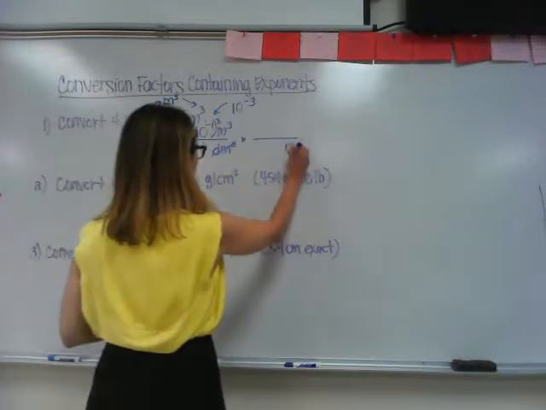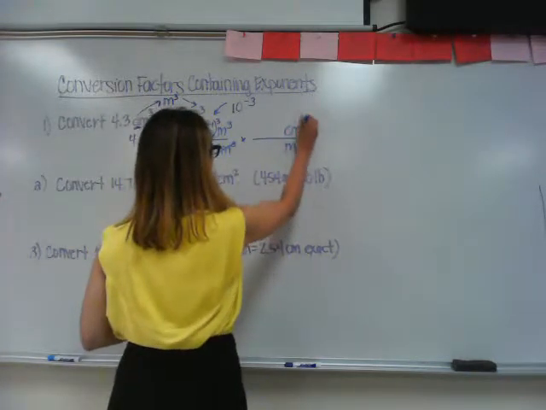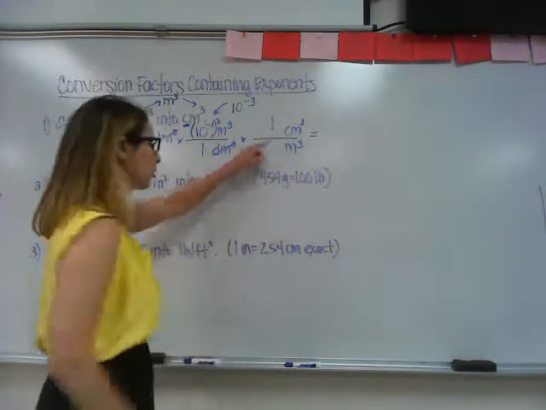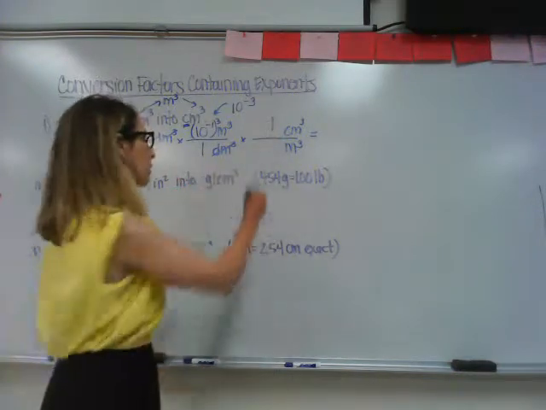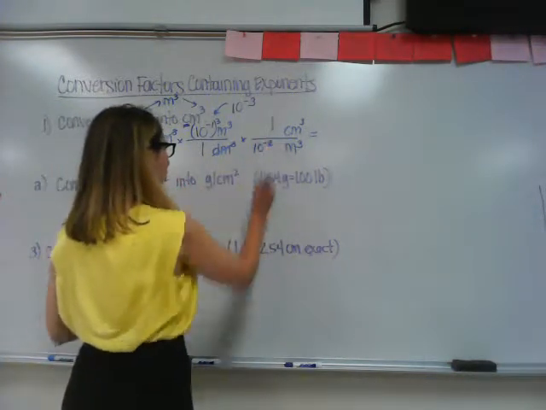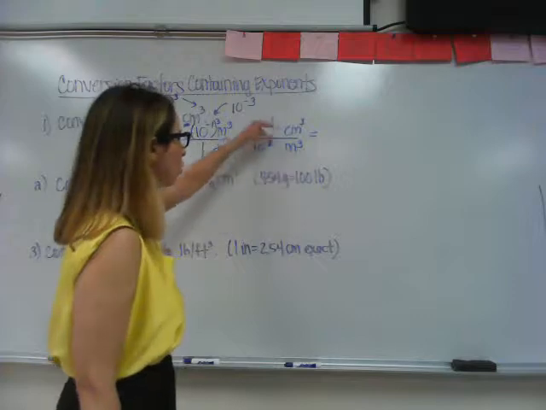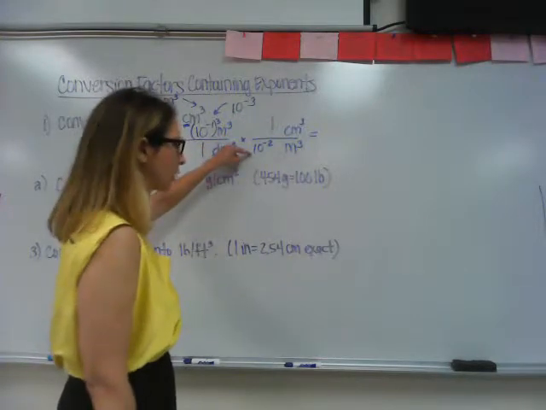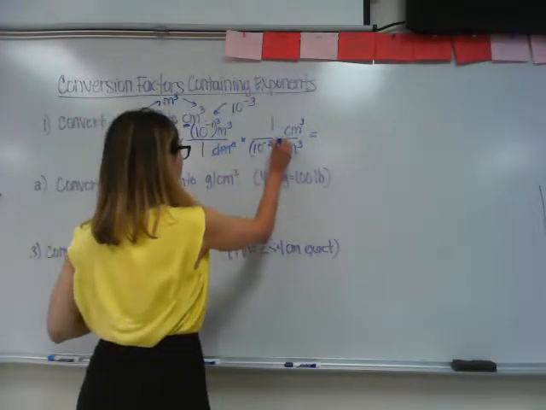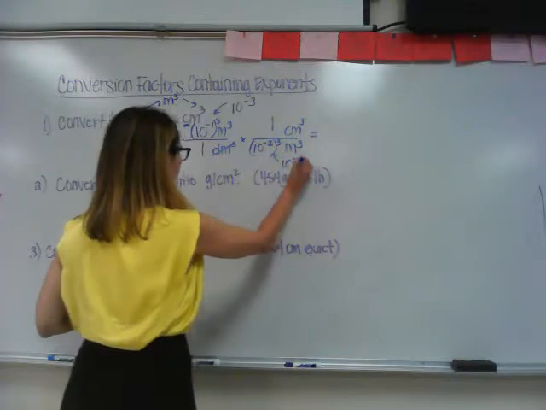So meters cubed is on the diagonal, centimeters cubed is on top. The number 1 goes next to the prefix centi. Centi stands for 10 to the negative 2. Since these units are cubed, we cube the 1 and the power of 10. So 10 to the negative 2 cubed becomes 10 to the negative 6.